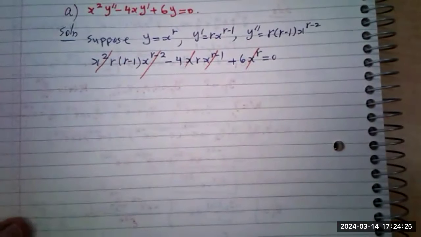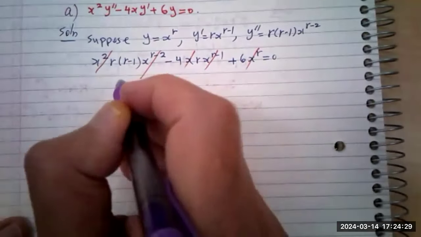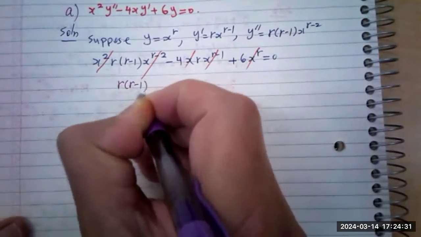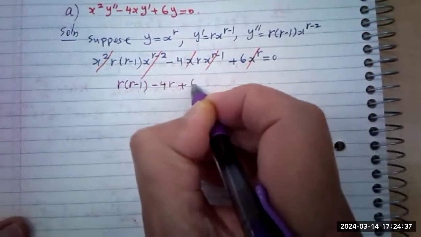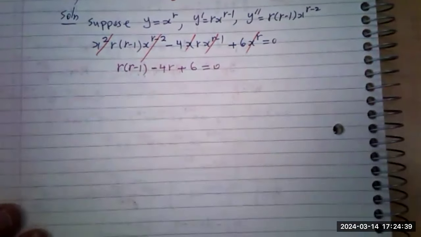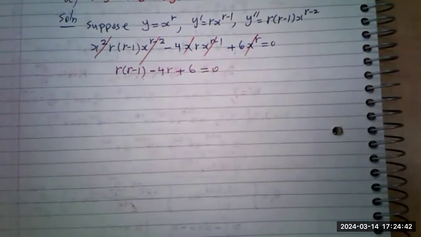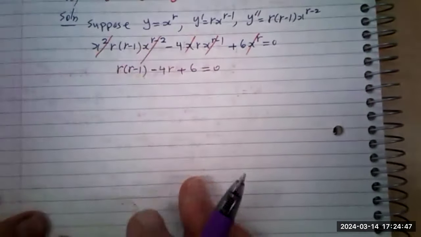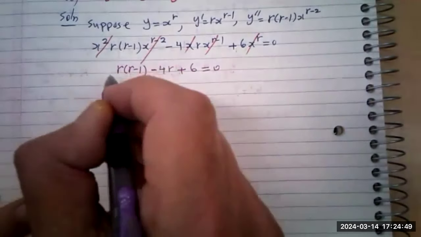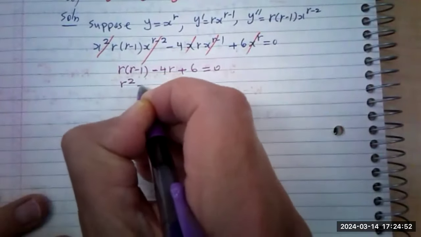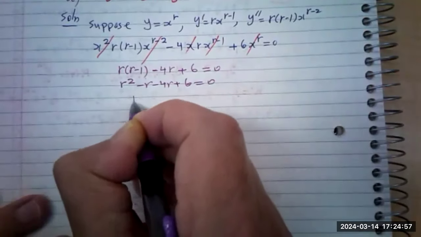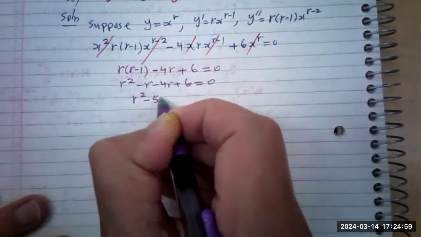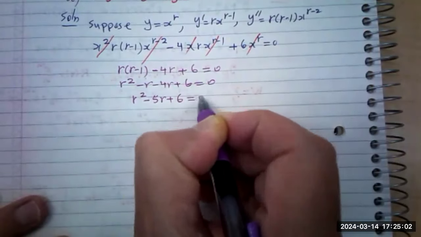The leftover equation is in terms of r. From the first one, we get r times r minus 1. From the second one, we get minus 4r. And from the last one, we get 6 equal to 0. That always works out that way. Be careful, especially if there's any sign. So simplify it, distribute: r squared minus r minus 4r plus 6 equal to 0. Combine the like terms: r squared minus 5r plus 6 equal to 0.